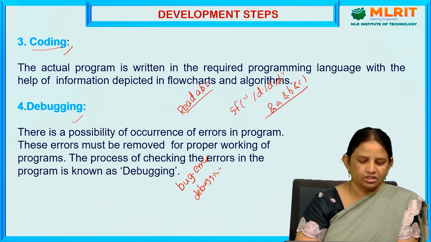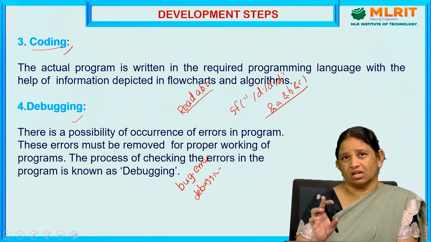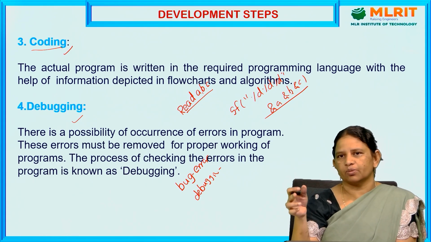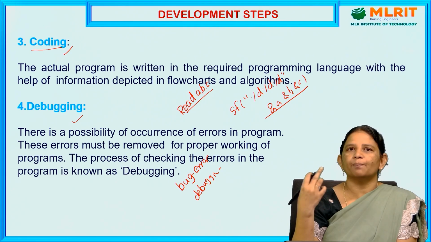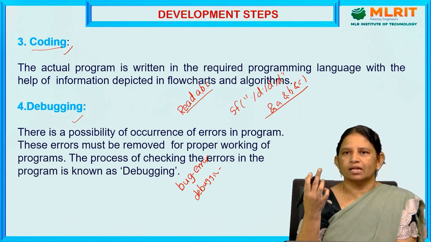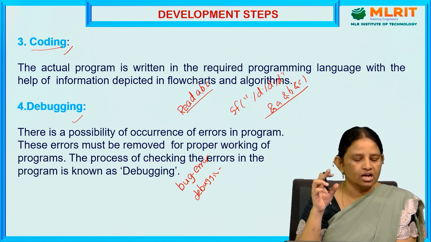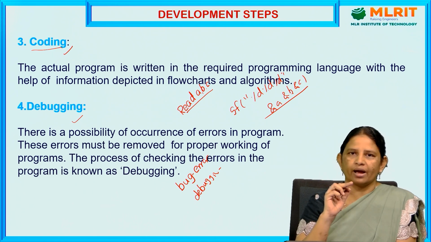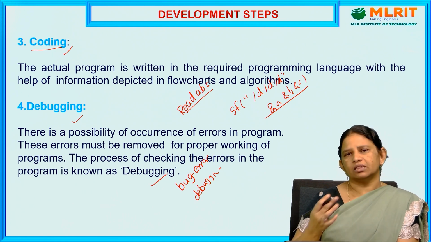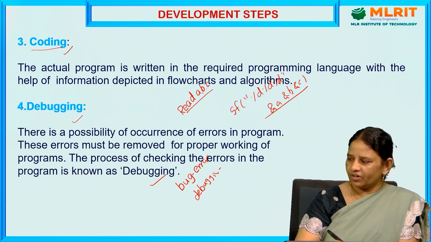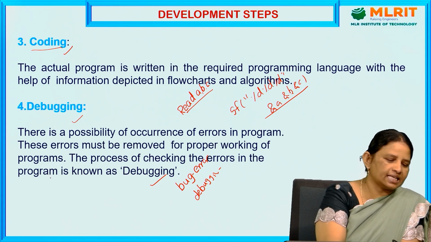So we need to check whether the program is written correctly or not. Is there any mistake in the program? We need to verify by compiling the program. In the case of C programming also we need to compile the program. Once we compile the program, we are going to identify the errors. The process of checking the errors in the program is called debugging. There are 3 types of errors generated during the execution of the program. The first one is called a syntax error.